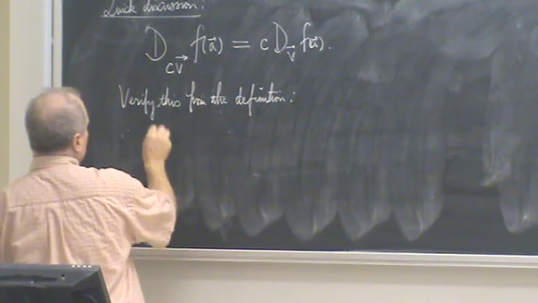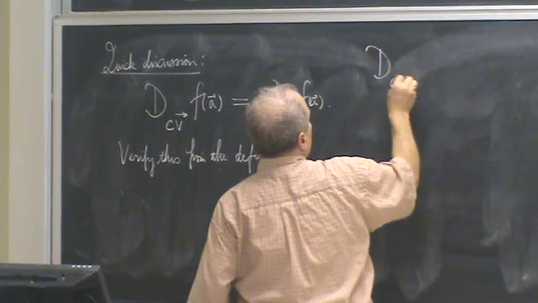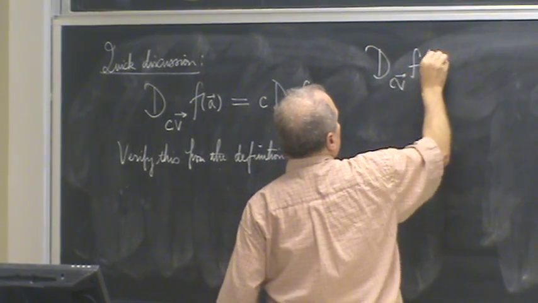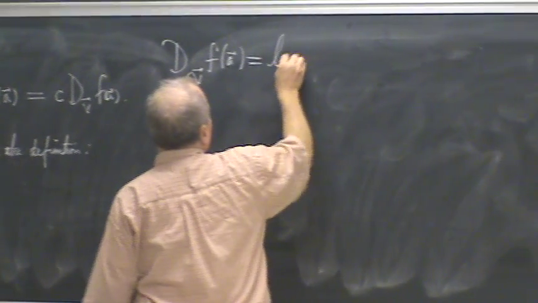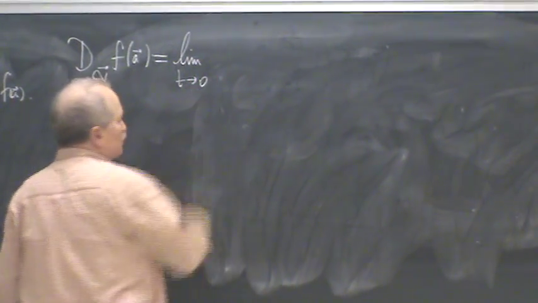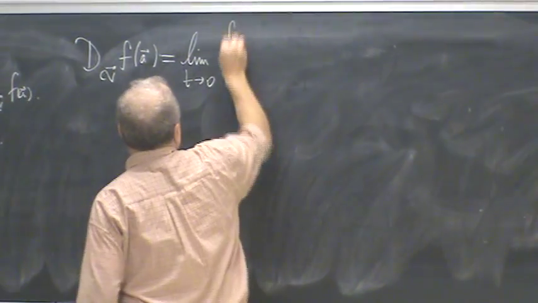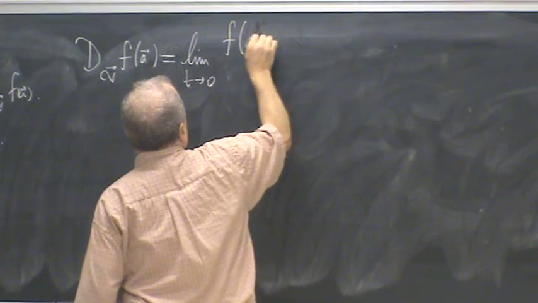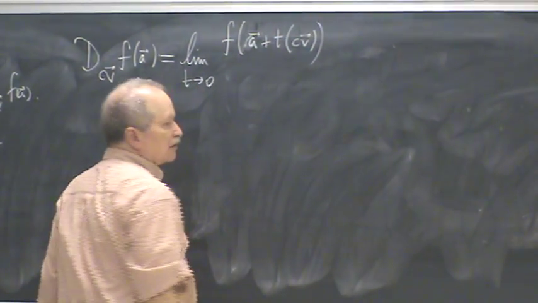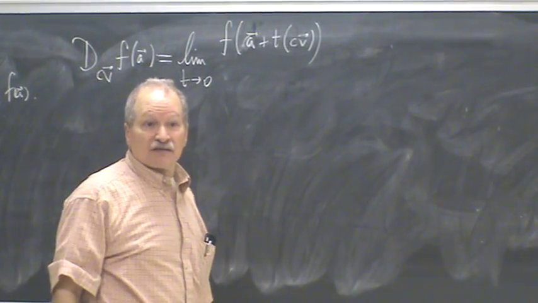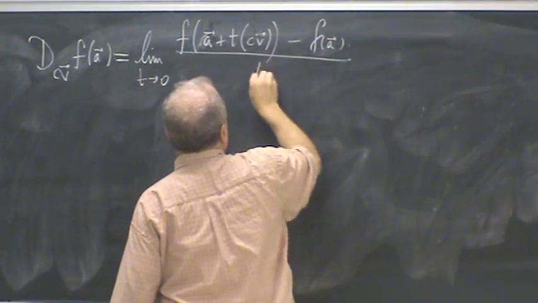So what is the directional derivative in the direction of cv? It's the limit. Yes, I am going to make you know this definition. The limit of f of a plus t times the vector cv, minus f of a, all over t.